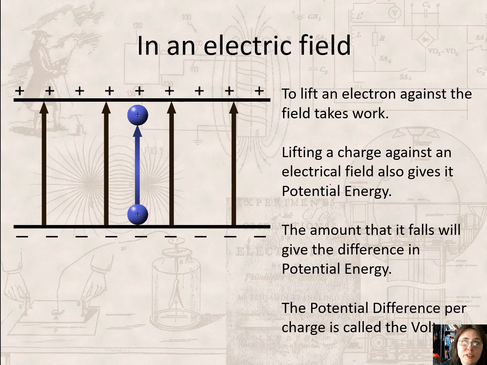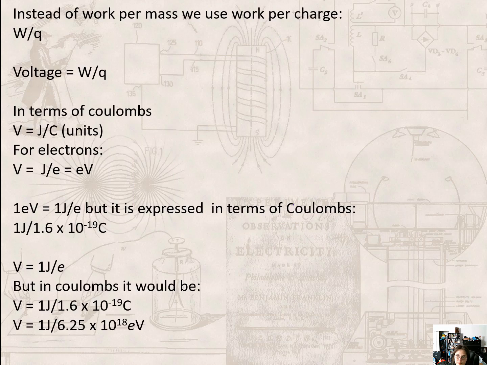So in an electric field, it works similarly. In order to lift an electron against the field, it takes work. So here we have a positive particle right here, and it's going against the electric field. So it's being pushed toward the positive here, and that takes work. The amount that it falls when you let go or turn the current off or whatever is the difference in the potential energy. The potential difference per charge is called the voltage.